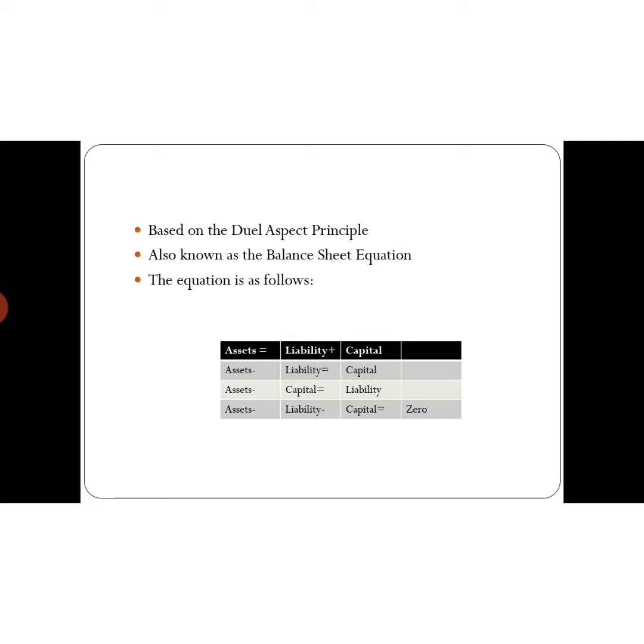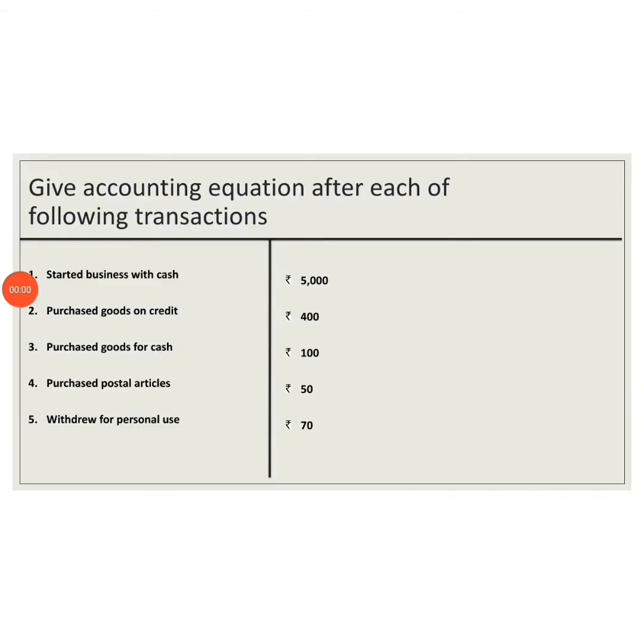Again, we are going to see how it changes when it is written from a different angle. That is, assets minus liability is equal to capital, assets minus capital is equal to liability, and assets minus liability minus capital is equal to 0. This is the very same equation written from different perspectives. That's it. Now let us enter into the problem section.